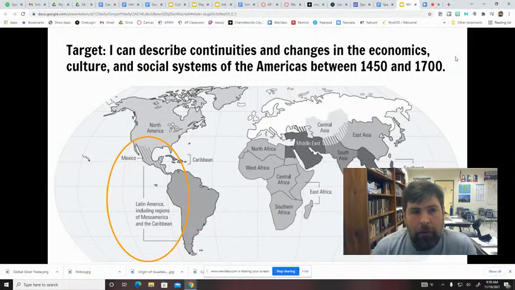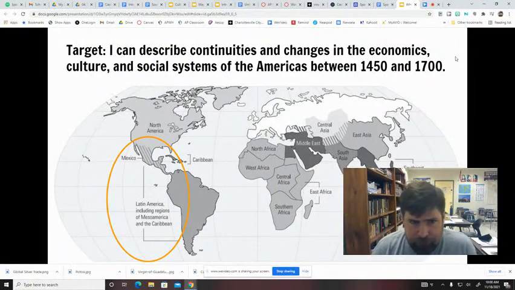So when we talk about Latin America, we're talking about anything basically below the modern United States. So Mexico, the Caribbean, and South America all are included in the umbrella term Latin America.